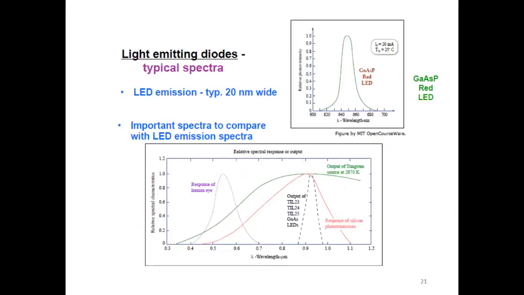For light emitting diodes, a typical spectrum, if you think about gallium arsenide phosphide like the red LEDs, the important spectra to compare with the LED spectrums is the human response of eyes, which can be found in this for various kinds of outputs.